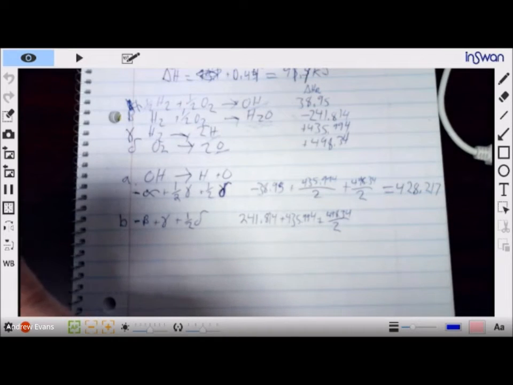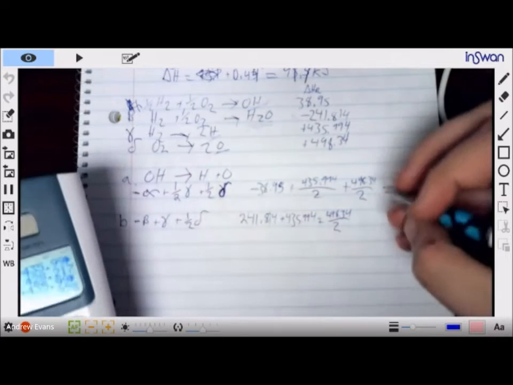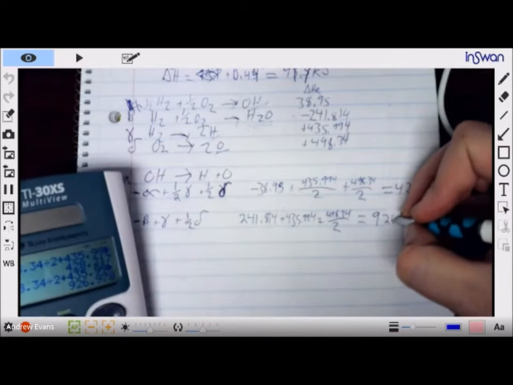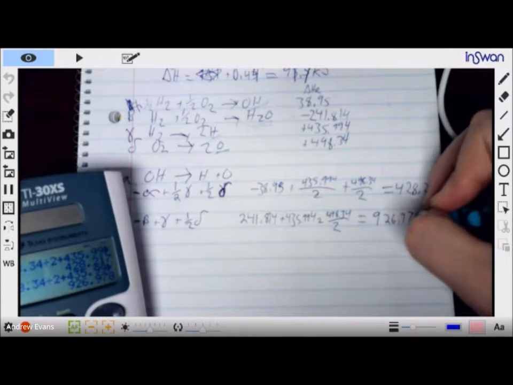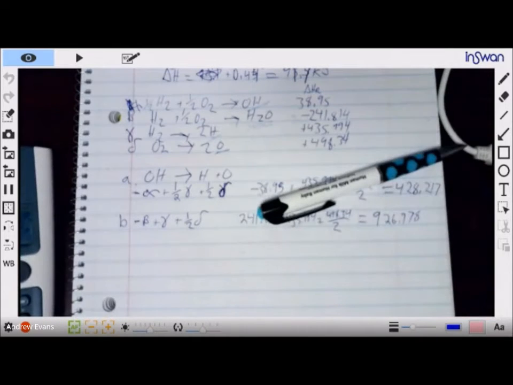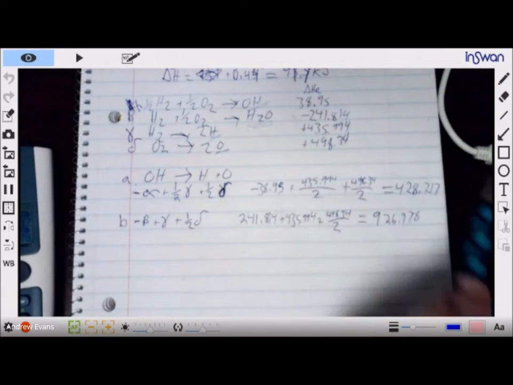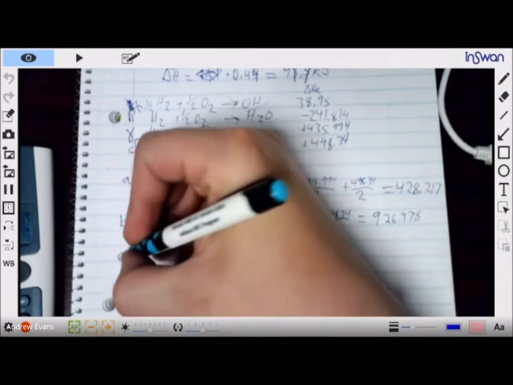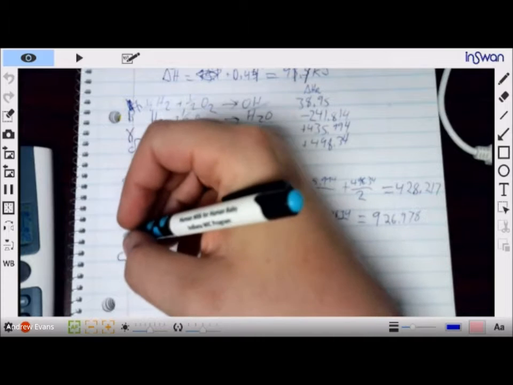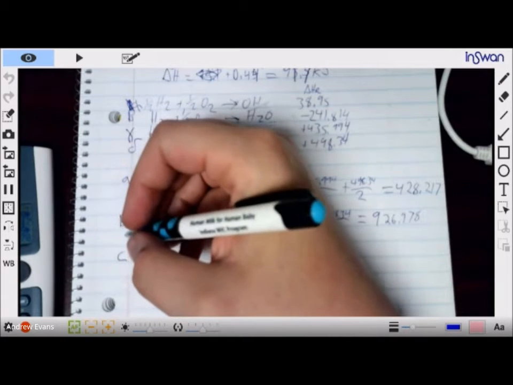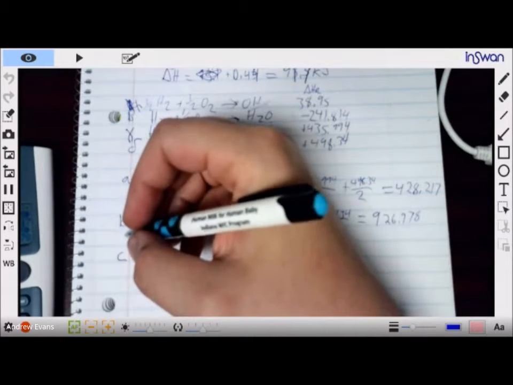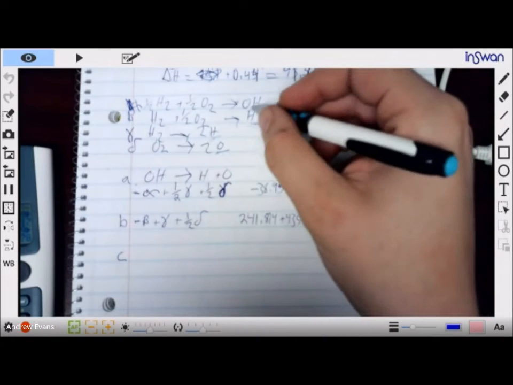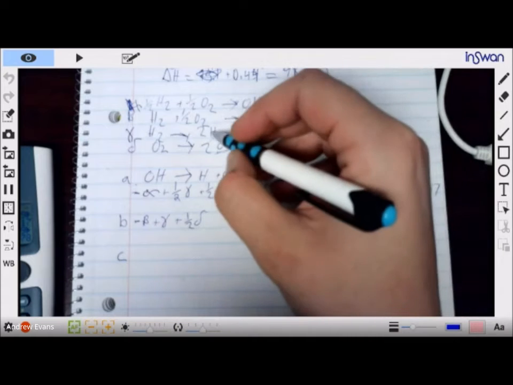Right, 814. So I have positive 926.978 kilojoules. Equation C, last one here. We want water gas splits into H and OH. In this case, we want water gas, we want OH, we want H.